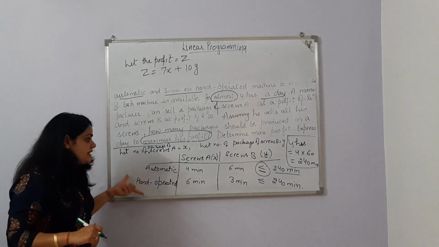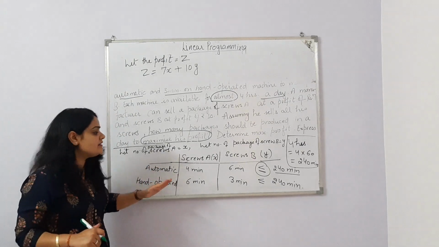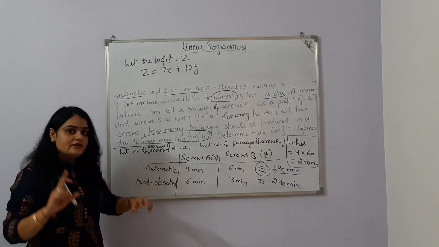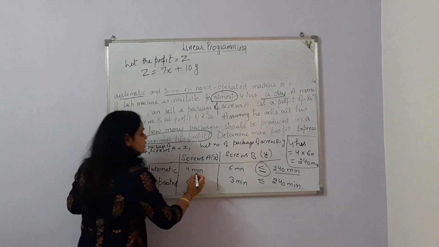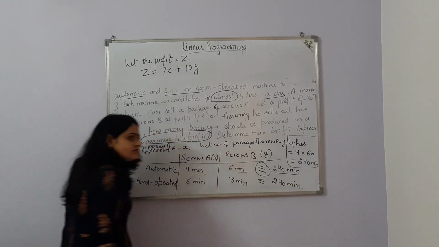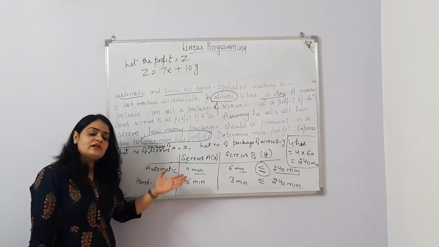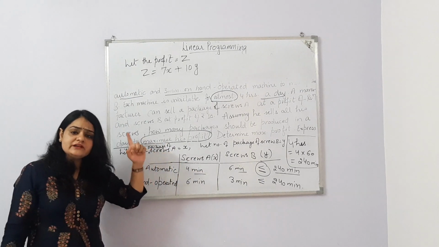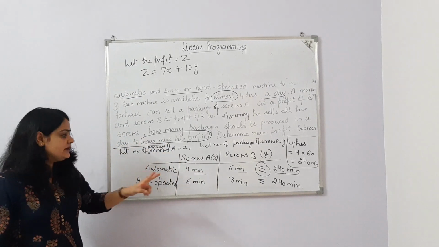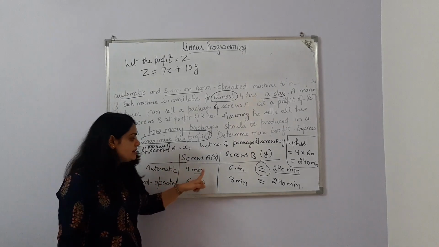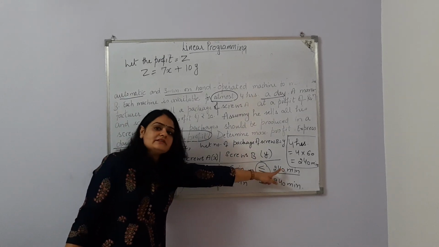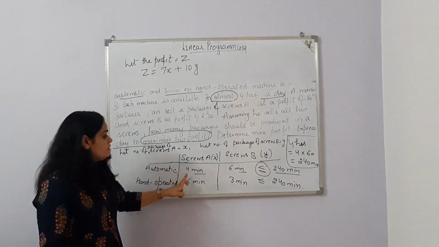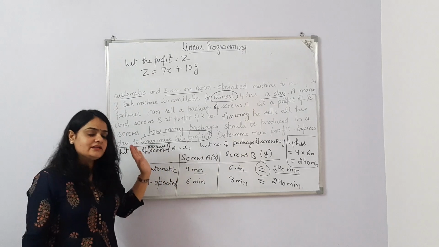Now the constraints, we need to find the constraints. We'll use this table to find them. First of all, just see that the units should be the same. If the units are not the same, first change them into a single unit. If it is in minutes, keep it in minutes. If it is in hours, change it into minutes. So the unit should be the same. If the units are the same, then we can find the constraints.